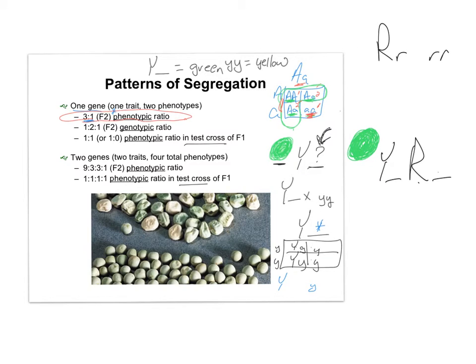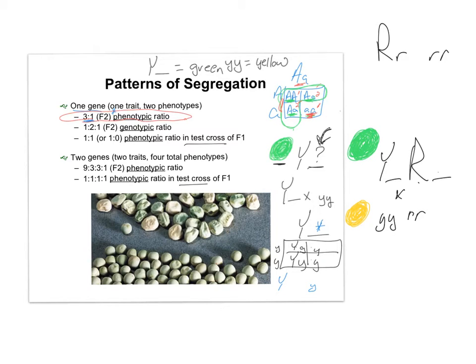If that's the genotype that we don't know, that second one, and we cross this with a true breeding yellow smooth P. Okay, let me go ahead and draw that in. We cross it with a yellow smooth P. What would we expect to see?